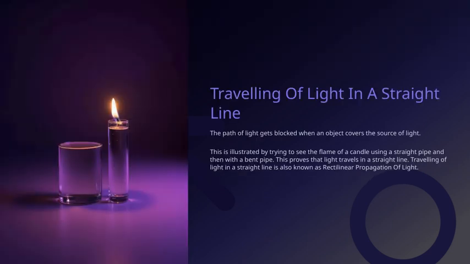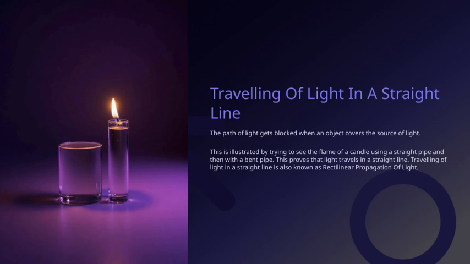When we talk about the traveling of light in a straight line, the key idea is that light moves in a straight path unless something blocks it. To understand this better, imagine trying to see the flame of a candle through a straight pipe. You'll notice that you can see the flame clearly, but if you bend the pipe, suddenly your view is obstructed. This simple experiment shows that light naturally travels in a straight line. We call this behavior the rectilinear propagation of light.